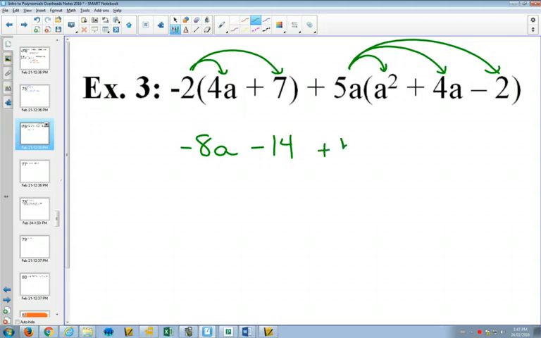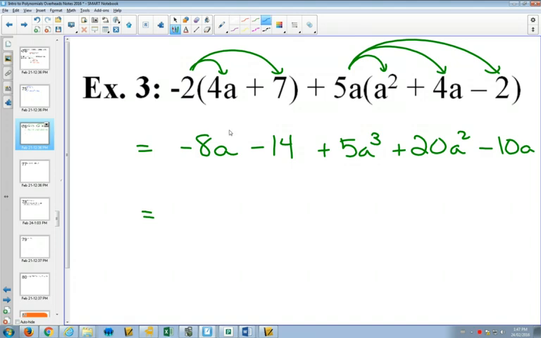5a times a squared will be 5a cubed. 5a times 4a, well, 5 times 4 is 20. A times a will be a squared. And 5a times negative 2 is negative 10a. So step 1 is just to distribute and get your terms. Now we're going to look, are there any of these that are like terms?